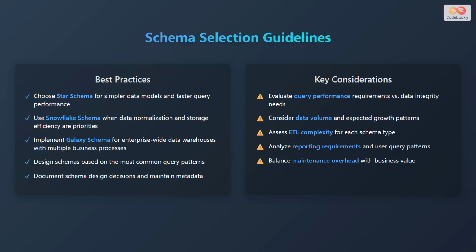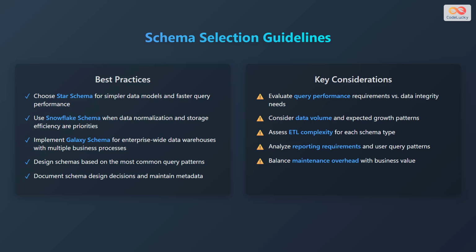Here are some guidelines for selecting the right schema. Choose the star schema for simpler data models and faster query performance. Use the Snowflake schema when data normalization and storage efficiency are priorities. Implement the Galaxy schema for enterprise-wide data warehouses with multiple business processes. Design schemas based on the most common query patterns, and document schema design decisions and maintain metadata.